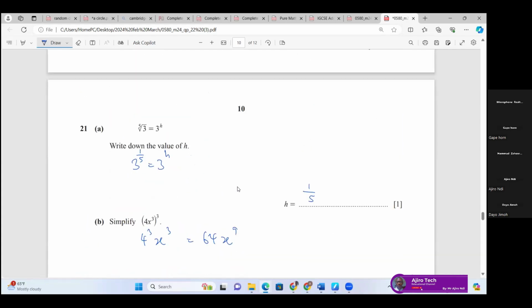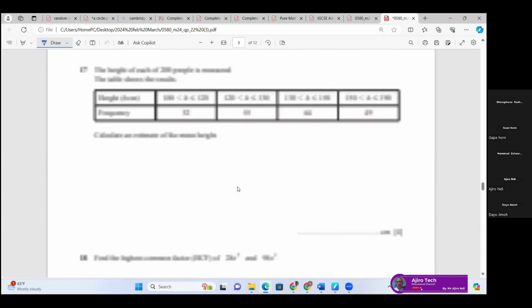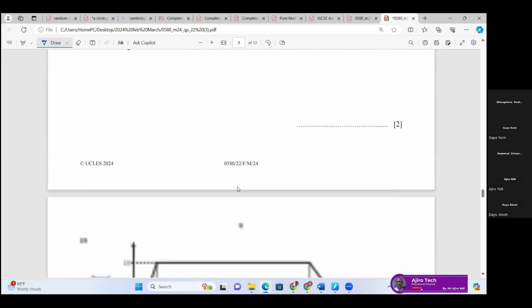So now let's look at number 20. Let me see how close we are to where we stopped. We're quite close. We'll get there.